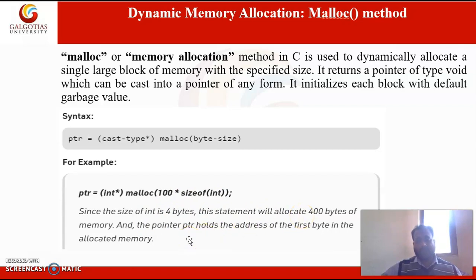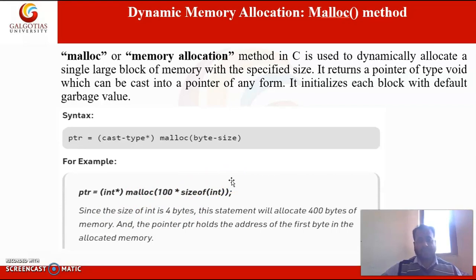It may happen that 400 bytes of memory are not free at that time, and then it will return null in that condition. Otherwise it will return the address of the first block to the pointer. We will also see this in the example.